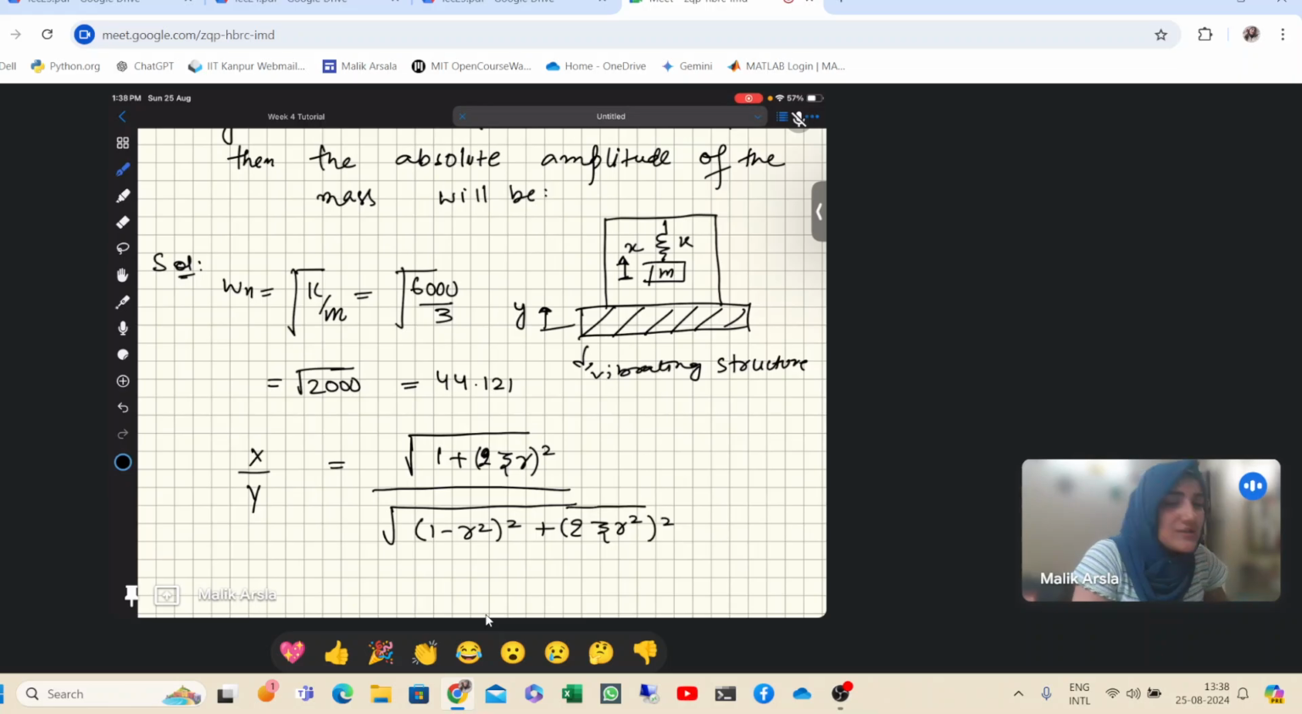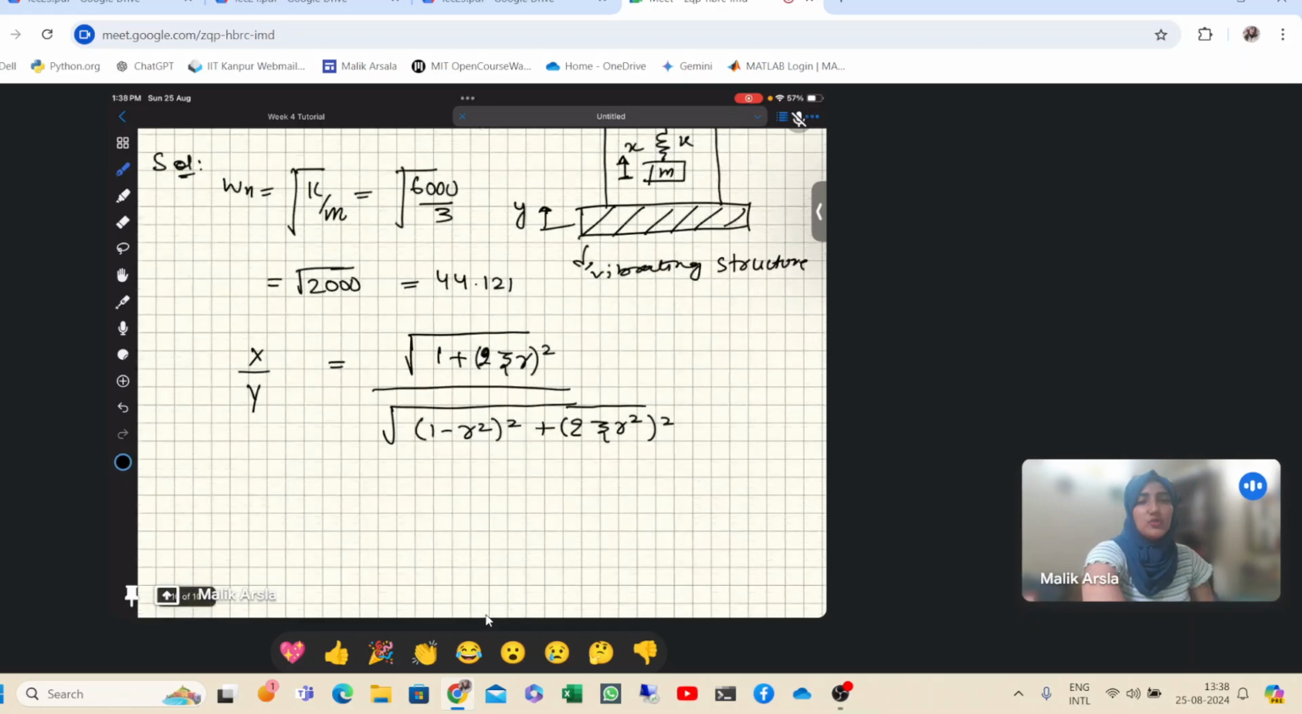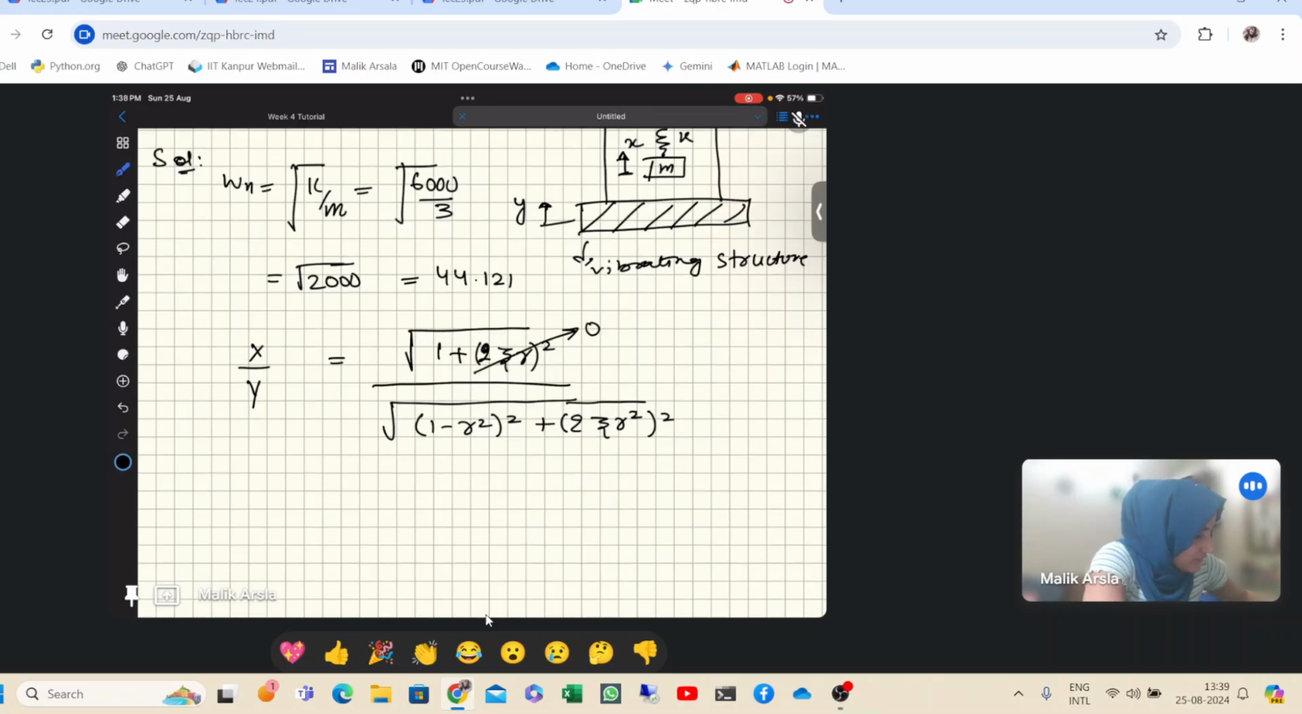So you will not use that formula with r square upon this, because that has been derived for the relative motion z upon y. But remember from the previous lectures and discussions that x upon y is of this form, when we discussed the magnification factor and so on. If you don't remember it, you can go back and check it. So here this zeta term will become 0 because there is no damper shown here. So x by y will simply be 1 upon 1 minus r square.